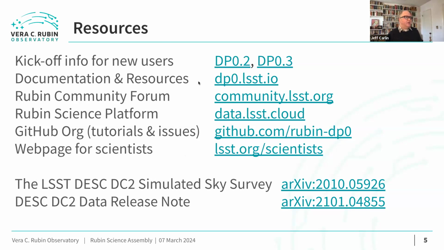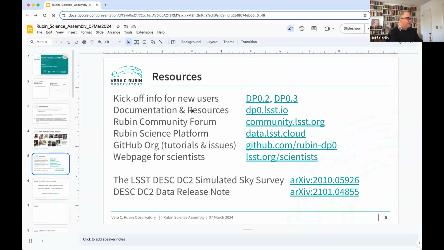The main resource landing page for our documentation is DP0.lsst.io, and then we'll talk more about the community forum and the science platform here in just a little bit. And we've also included here the resources for more information about the simulated survey, which makes up Data Preview 0.2. So this is a convenient set of resources for you.